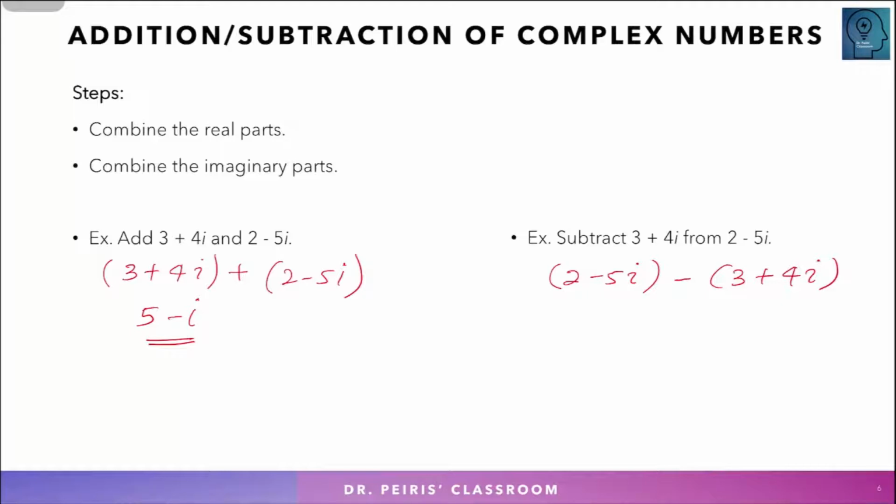So we're going to distribute these parentheses. The first one stays the same, and the next parentheses need to be multiplied by a negative sign. So it becomes -3 minus 4i. Now combine real parts. 2 minus 3 is -1. Then combine the imaginary parts, -5i minus 4i, which is -9i. So this is the final answer.